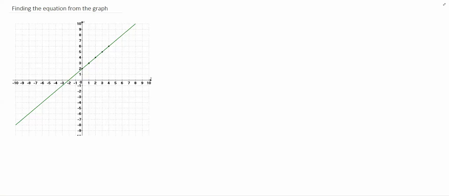Now here we've got some plotted points that we can choose. Let's use those to create a table of values. We can simply pull those off. We have our x is 0 and the y is 2. Our x is 1 and the y is 3. Our x is 2 and we have a y of 4. X is 3 and we have a y of 5. And we keep going, we have an x of 4 giving us a y of 6.